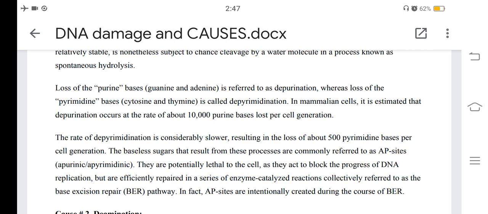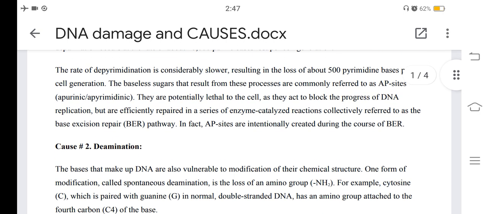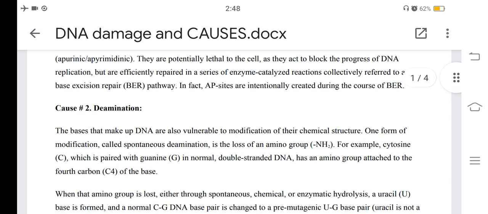They are potentially lethal to the cell as they act to block the process of DNA replication, but they are efficiently repaired in a series of enzyme-catalyzed reactions collectively referred to as the base excision repair, or BER, pathway. In fact, AP sites are intentionally created during the course of BER.